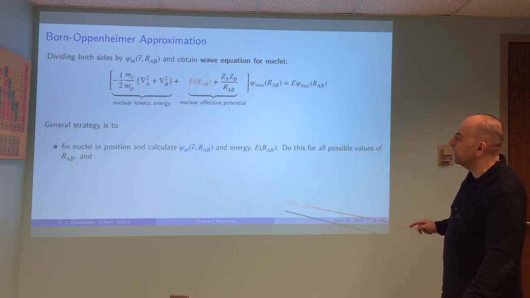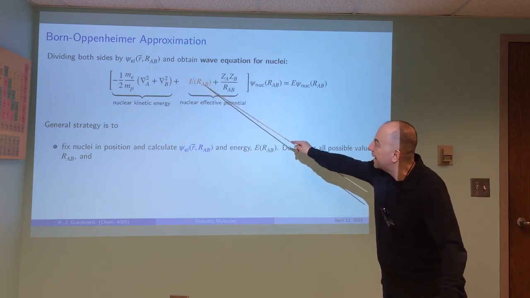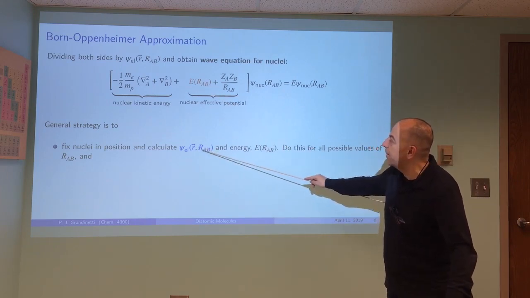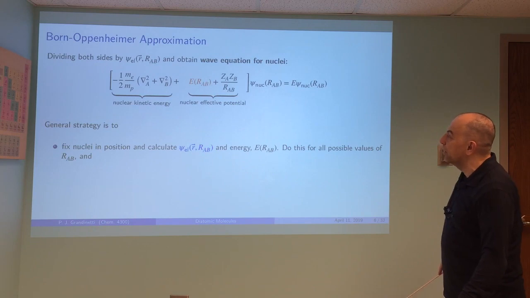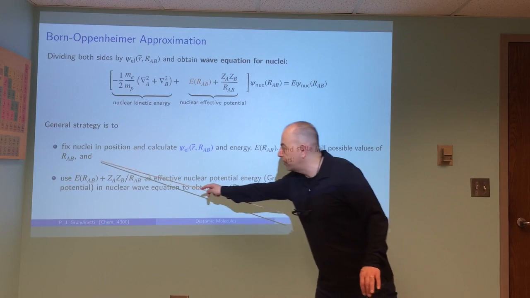The general strategy then is that we need to find that term, which we get by solving the Schrodinger equation for a fixed internuclear distance, and we do that for all possible values of internuclear distances.